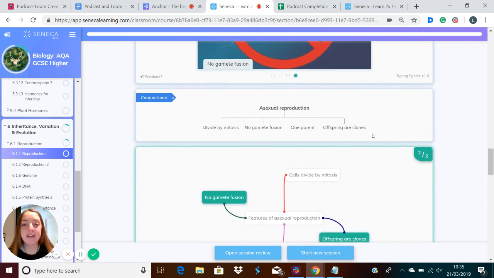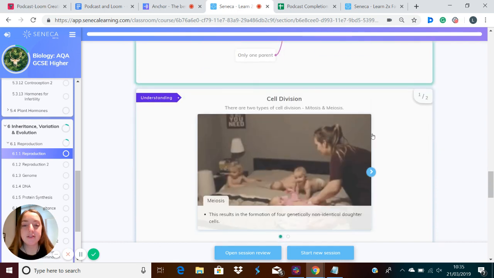So to recap that, in asexual reproduction, the cells divide by mitosis, there is no gamete fusion, there is only one parent, and the offspring produced are clones.